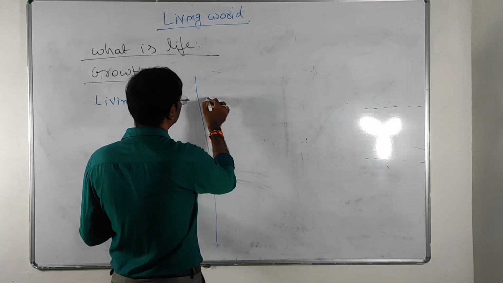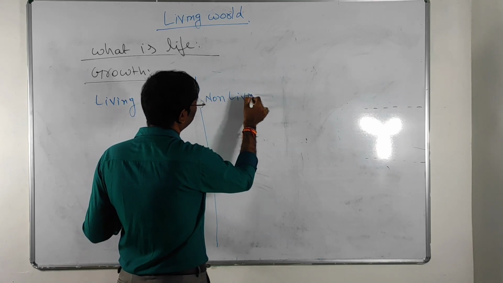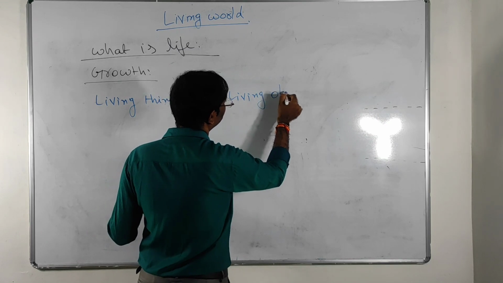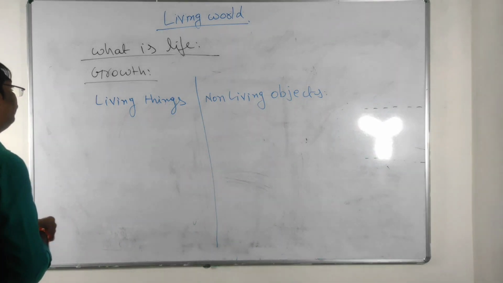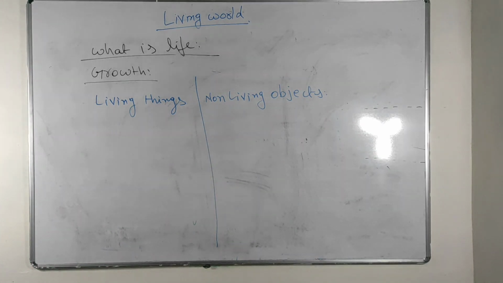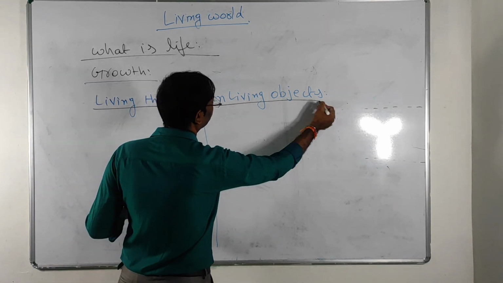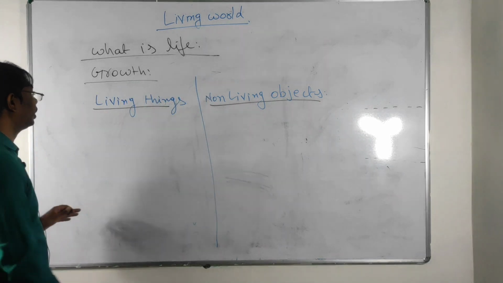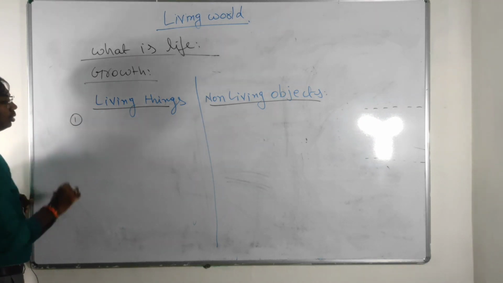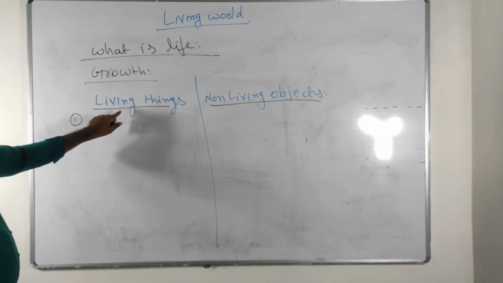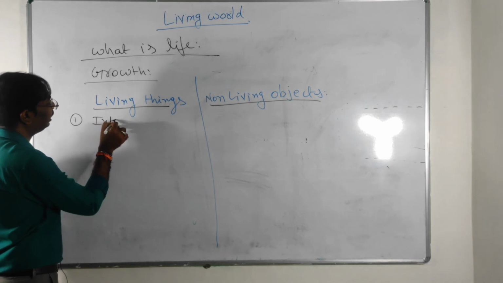Okay, and another one is growth in non-living objects. So, growth in living things is one point, and another point is growth in non-living objects. So what is growth in living things? Growth in living things is intrinsic growth.